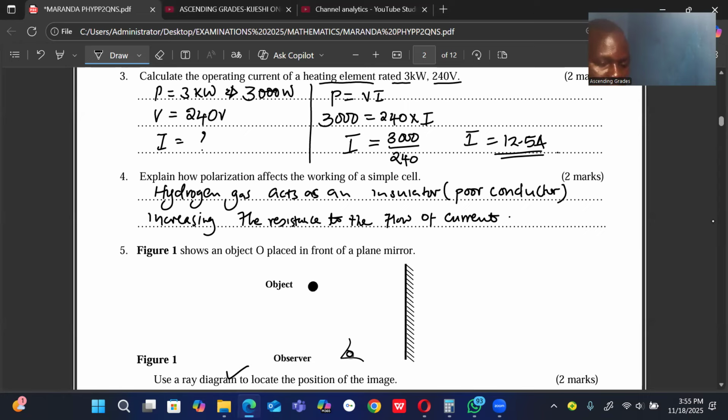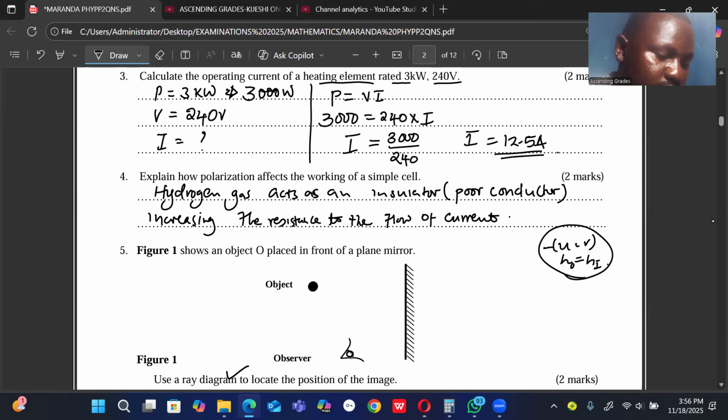The first thing that you need to understand is the properties of the image formed. One, the object distance must be equal to the image distance. Then the size of the object must be equal to the size of the image.